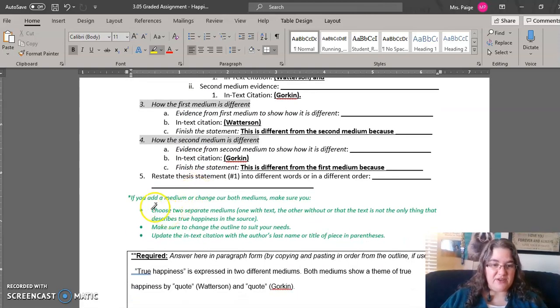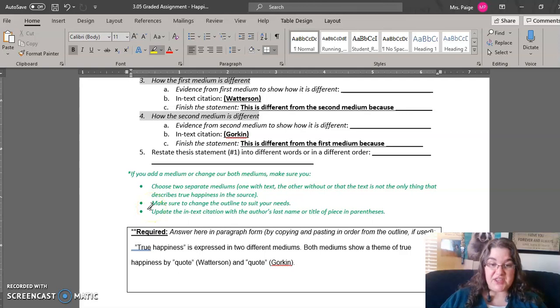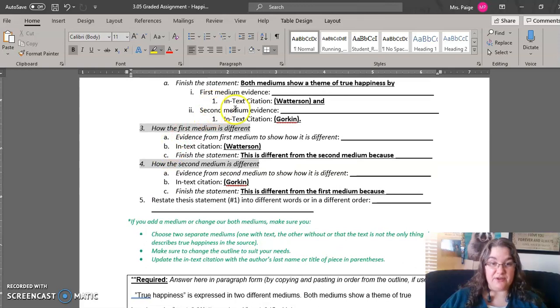All right, so reminder, if you choose to add a medium or change both of the mediums that you were given, make sure to choose two separate mediums, one with a text, the other without, or that the text is not the only thing that describes true happiness in the source, kind of like we did with the comic strip versus the poem. Make sure to change the outline to suit your needs. So that means that you may need to add a third evidence here. You may need to add a number 5 saying how the third medium is different. And make sure to update the in-text citation.